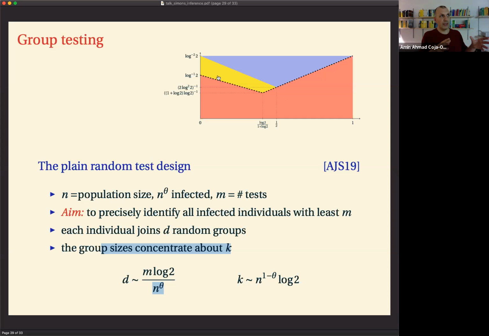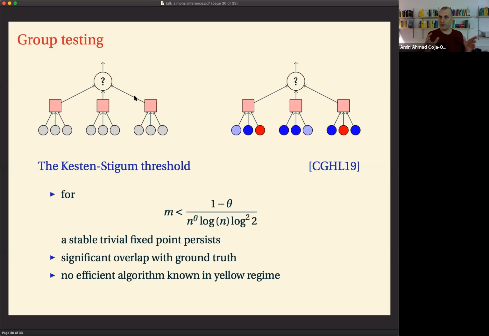Now, even though the group testing problem doesn't fall under this general theorem that I presented earlier, we can ask whether something like a Kesten-Stigum bound, something like attractiveness of the trivial fixed point, is going on in this case. One of my students, Philip, actually worked this out a few days ago. And he discovered that there is some sort of fixed point attractiveness going on in this problem as well.